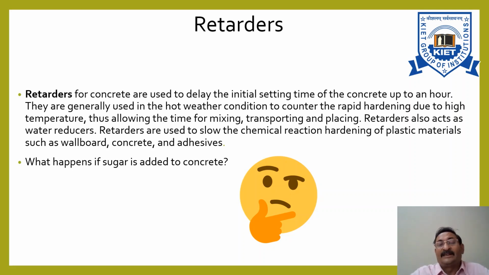Starches, cellulose, sugar, acids, or salt of acids are also used as a retarder. They have variable effect on different types of cement when they are used in different quantity. Even sugar is also used, common sugar. I am discussing common sugar.